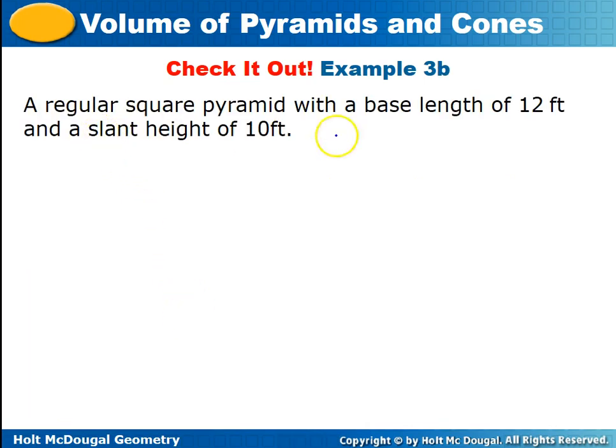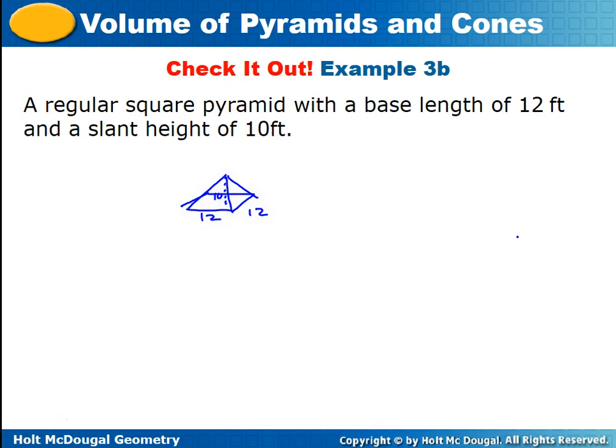The next problem says a regular square pyramid with a base length of 12. So I'm going to go ahead and draw this one to the best of my ability. This is not one of my strengths, y'all, drawing a pyramid. So I'm going to draw a triangle there, triangle there. I'm going to leave that one in the back the way it is. Okay, so this means this is 12 and this is 12. And our height here is 10.